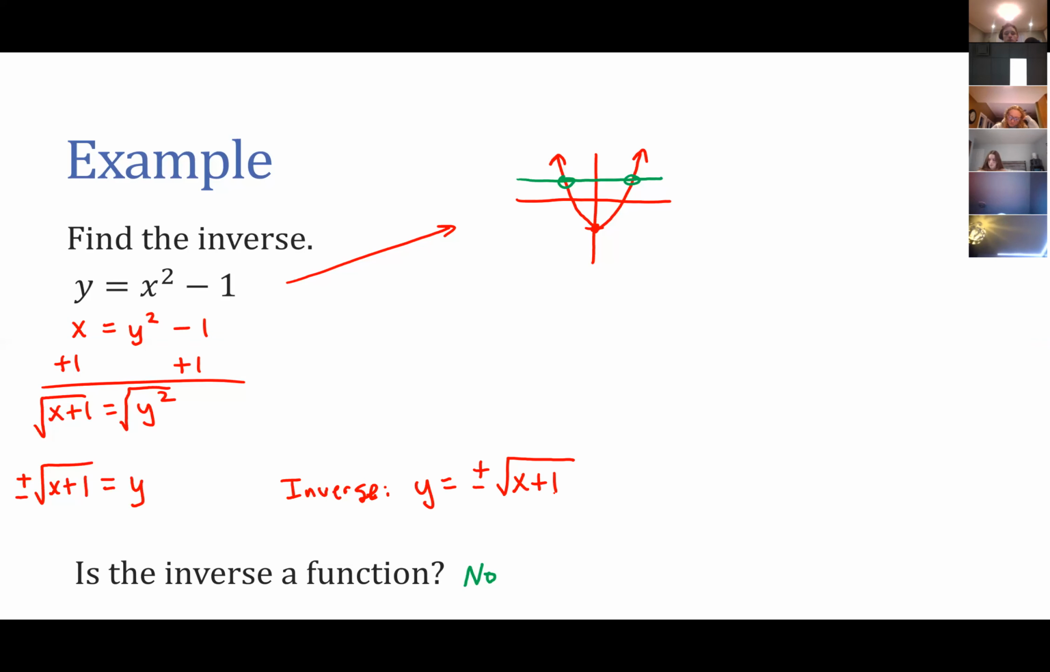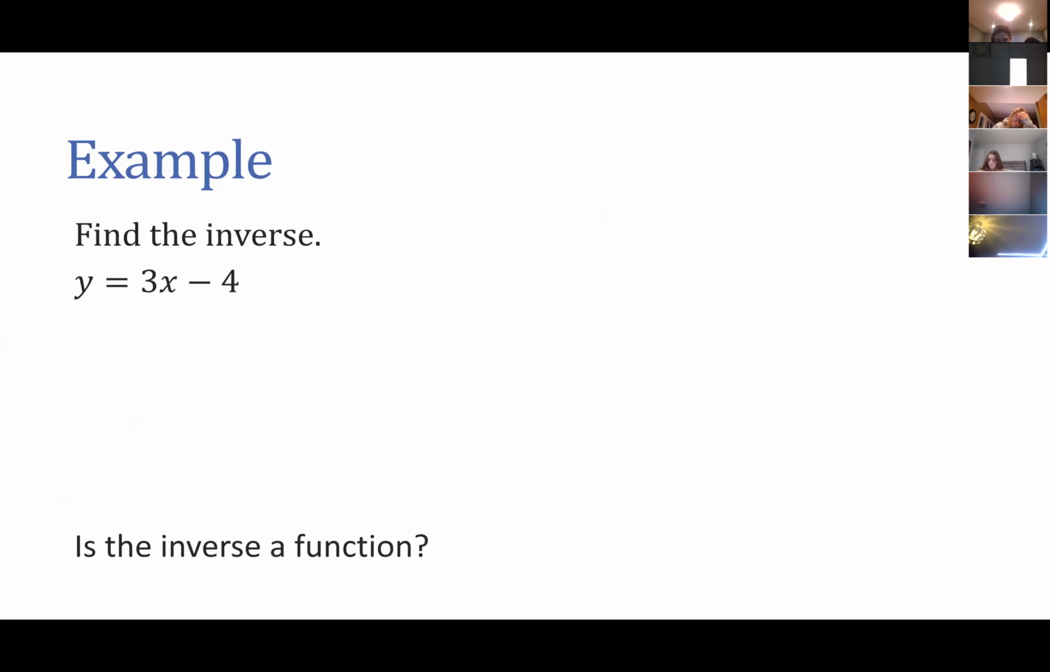Okay, let's try another one. We're going to find the inverse of y equals 3x minus 4, and we're going to decide if the inverse is a function or not. And let's start with that second part. Let's start by graphing y equals 3x minus 4. I'm hoping you don't need Desmos for this one.